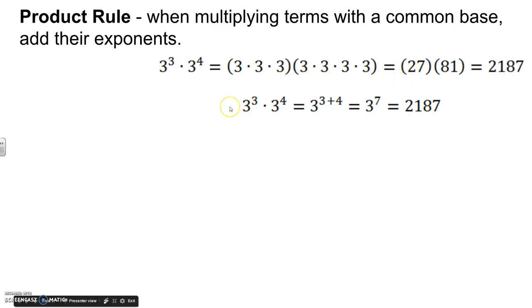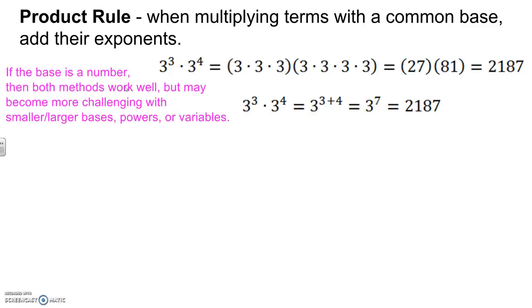Or we could use the product rule, which allows us to add together the two powers here, and then get 3 to the 7th power, and simplify to 2187. If the base is a number, then both these methods work well, but may become more challenging with smaller or larger bases, powers, variables, fractions, decimals, and so on.